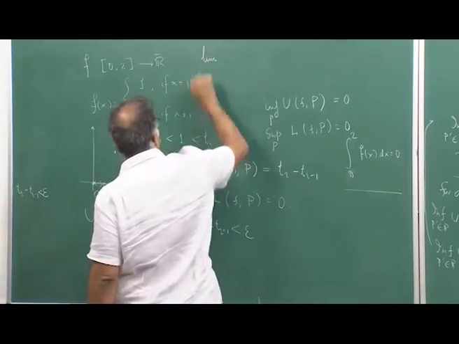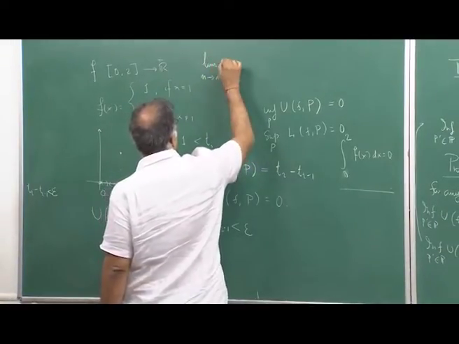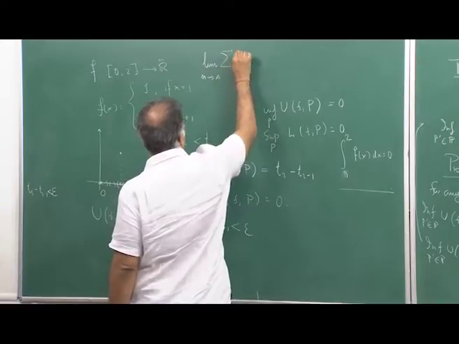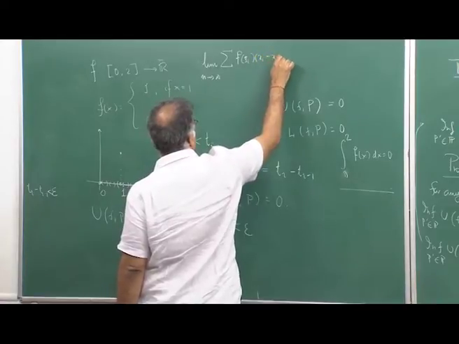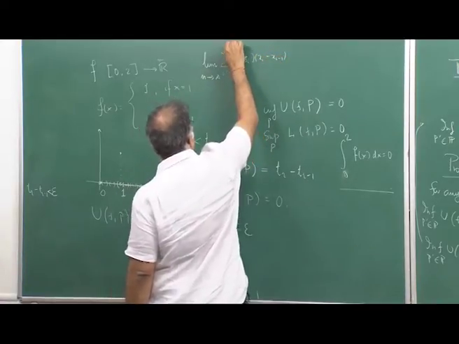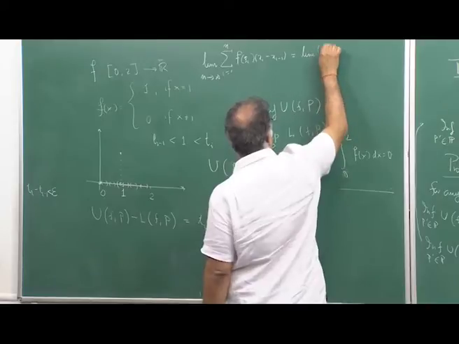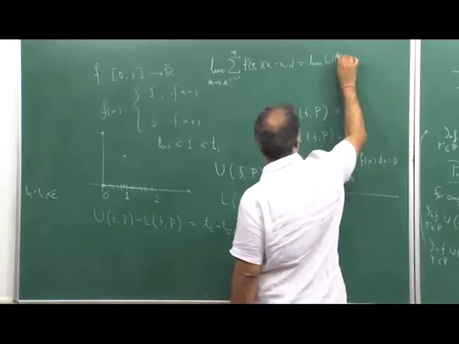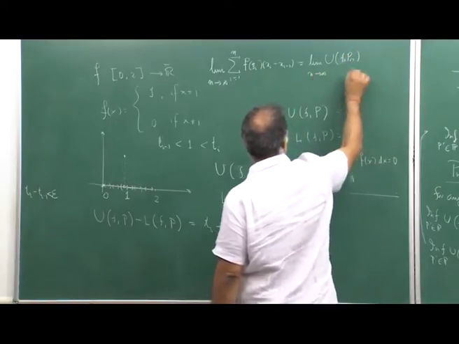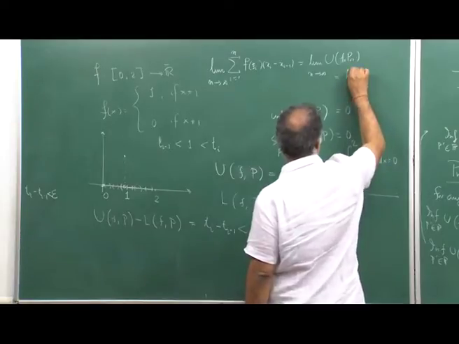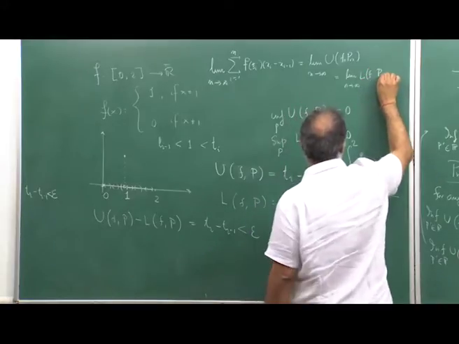The limit as n tends to infinity of the sum of f(ξ_i)(x_i − x_{i−1}), i = 1 to n, is the same as the limit of U(f, P_n) as n tends to infinity, which is equal to the limit as n tends to infinity of the lower sums. Of course, the proof is involved, so the proof is not done.